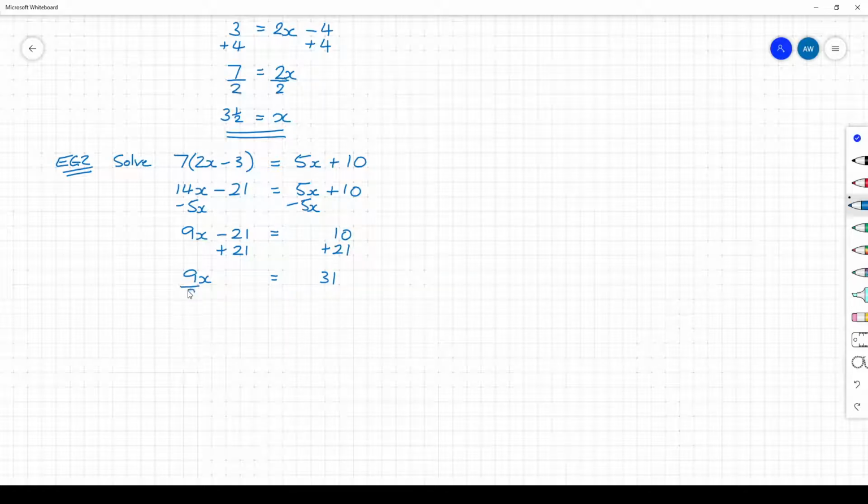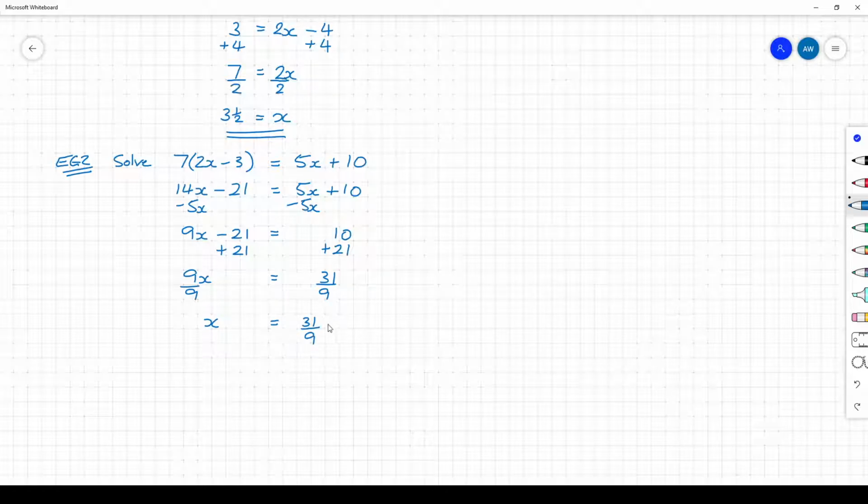I have to divide by whatever is in front of x to make it into 1x. So I divide by 9, both sides. That gives me x equals. Now, if you want, you can just leave it as 31 over 9. That will give you full marks in a GCSE exam. Okay, that is the solution.